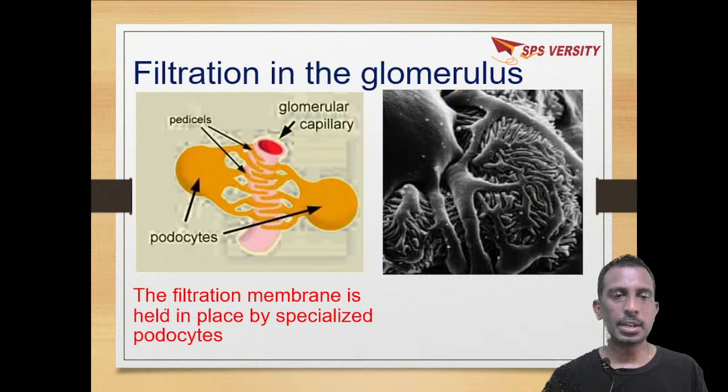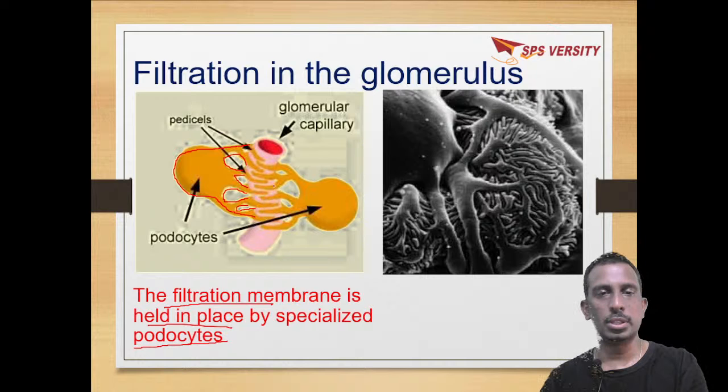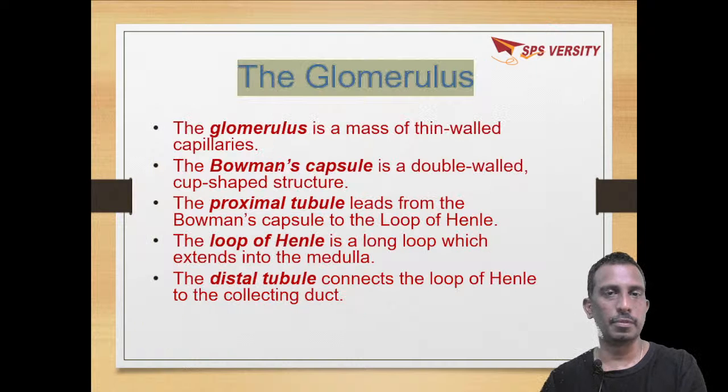The filtration membrane is held in place by specialized cells. They are called podocytes. In the picture you can see these specialized cells. These are called podocytes, and through these podocytes the blood is filtered.